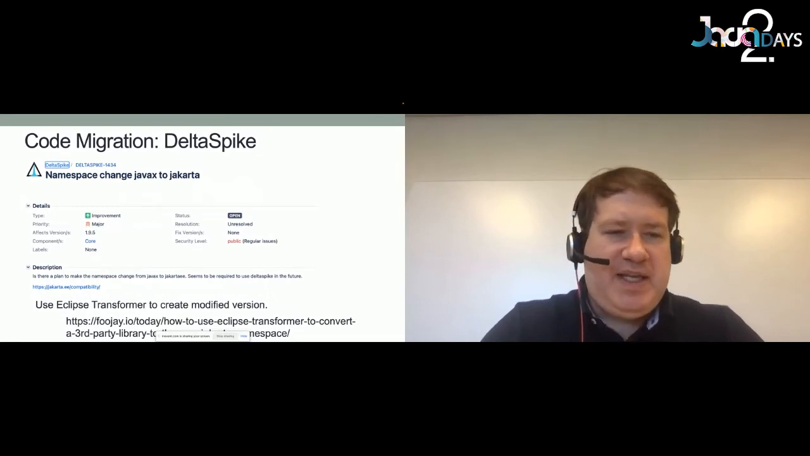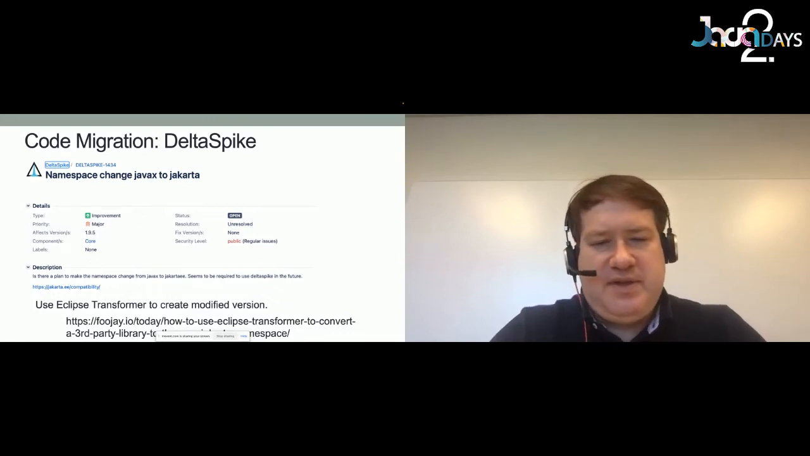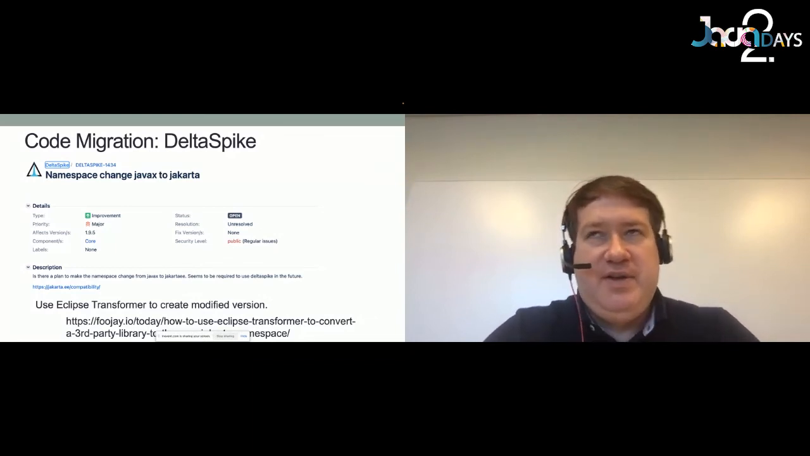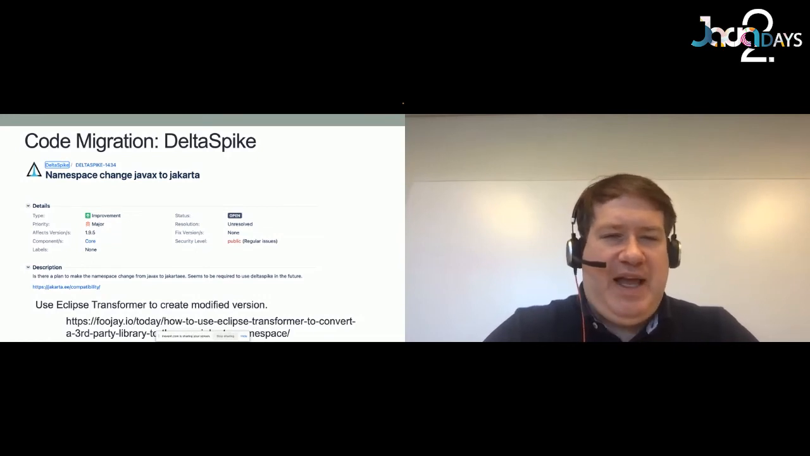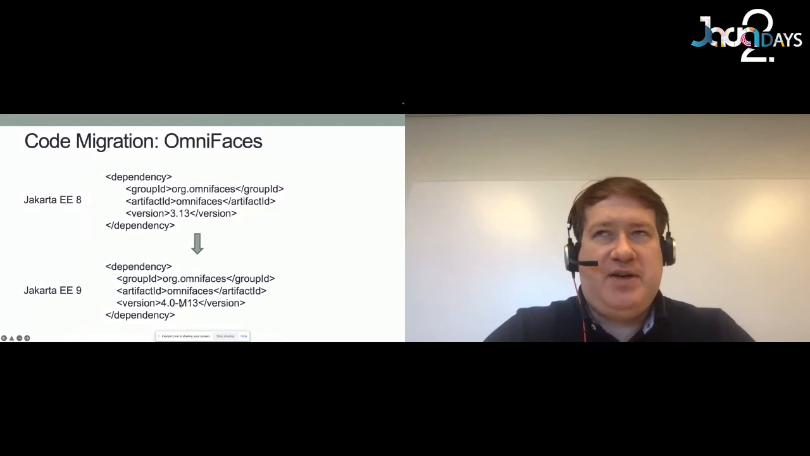In the case of DeltaSpike, there's not an implementation yet available, so you'd have to use the Eclipse Transformer that I'm going to cover in a little bit to build a jar file, take their existing Jakarta EE8 and build a jar file with Jakarta EE9 so that you can at least get past that, and then check that into your local Maven repository and use it. For OmniFaces, they're doing it based upon versions. If you're on 3.1, the 3.x code line is Jakarta EE8. The 4.0 release is for Jakarta EE9.